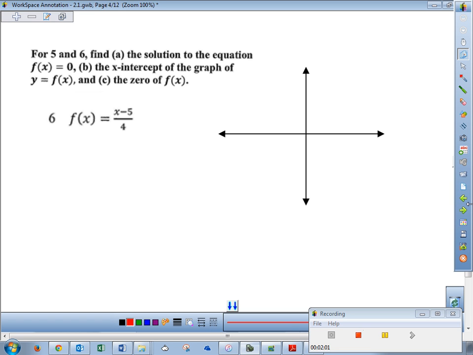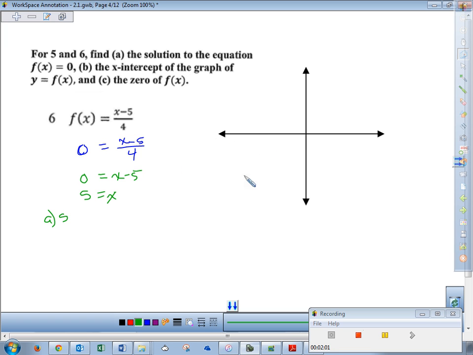Next one, find all three things. You are putting 0 in for y, a.k.a. putting 0 in for f of x. I would get rid of the divide by 4 first by multiplying both sides times 4. It just so happens that 4 times 0 is still 0. And then add 5 to both sides. And 5 is our solution. That is also where this graph would cross the x-axis if we punched that in.